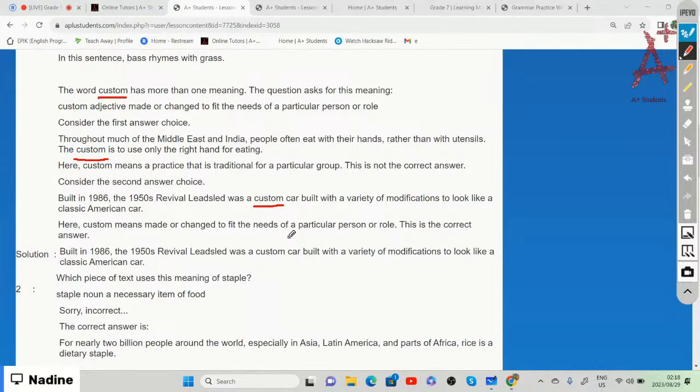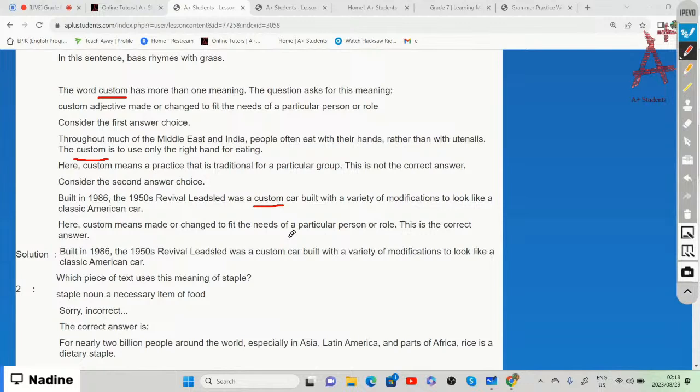So if something is a custom car, it means they have changed a few things, or a lot, in order to fit the needs of a particular person or role, right? This is where they usually say that mainly men would be playing around and designing or modifying a specific car. So in this case, custom means made or changed to fit the needs of a particular person or role. Built in 1986, the 1950s revival Led Sled was a custom car built with modifications to look like a classic American car.